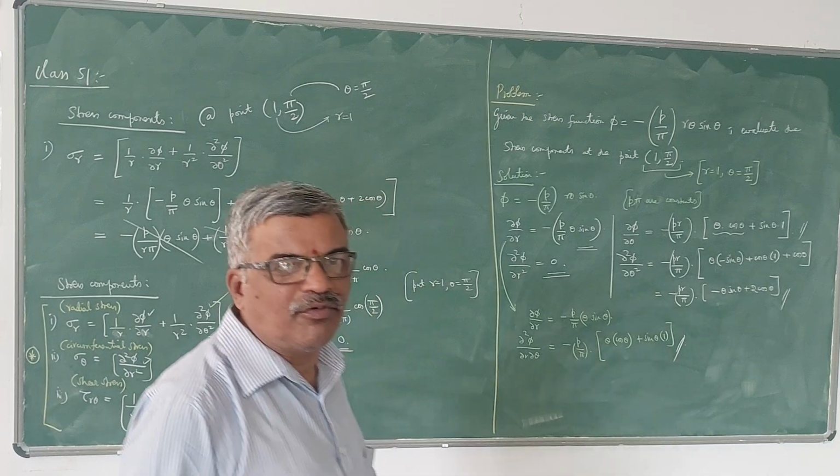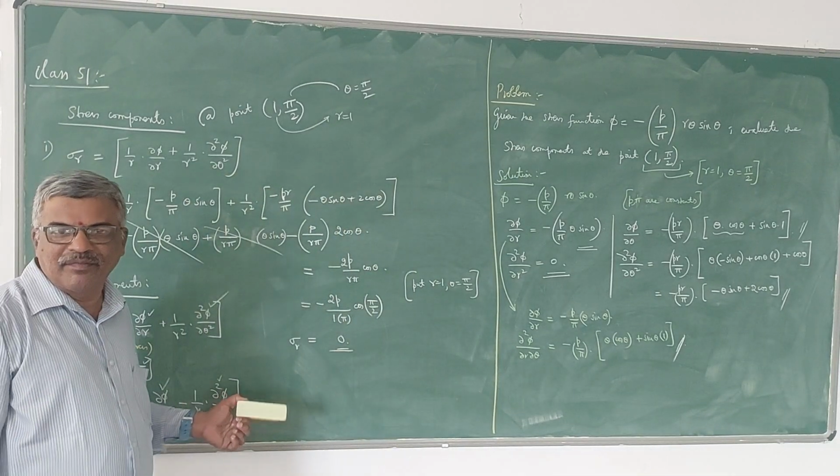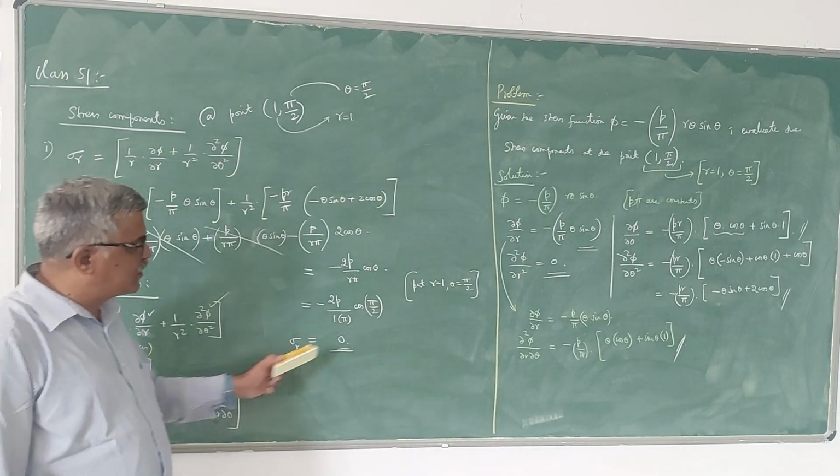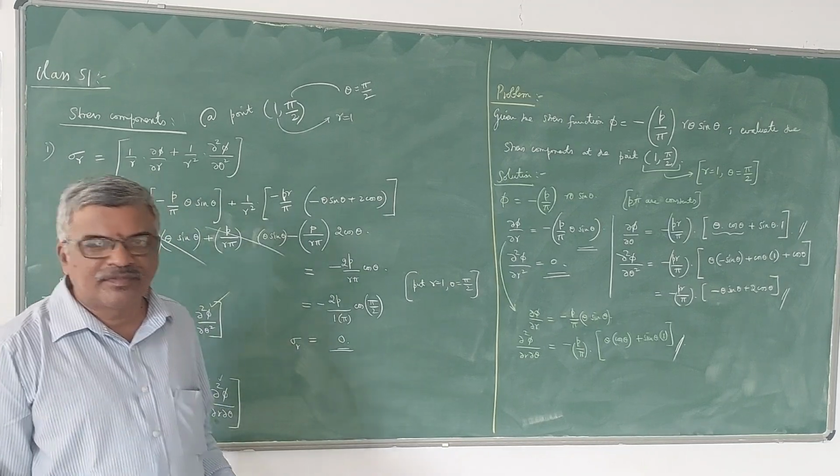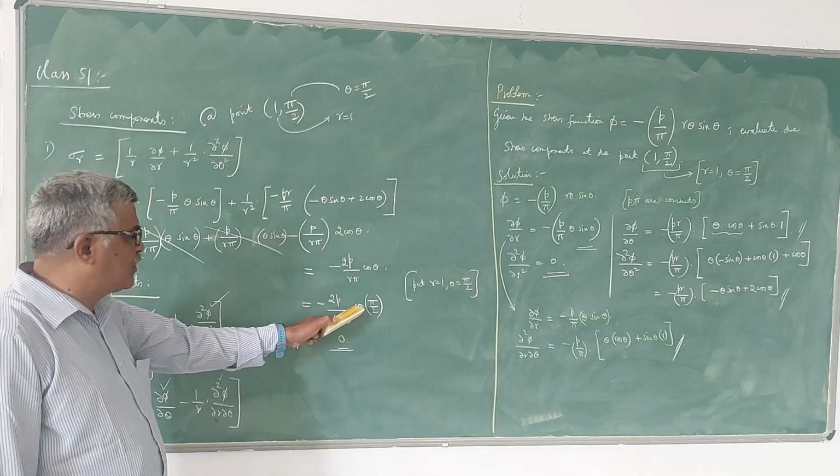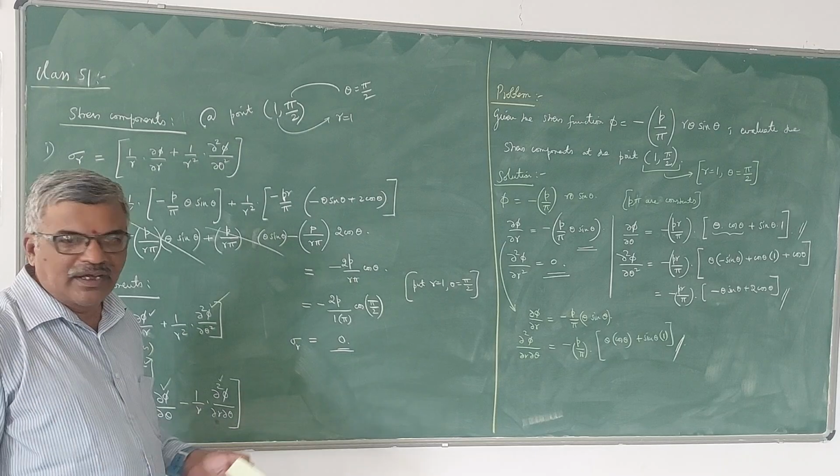Suppose if theta is pi by 4, how is it 0? If theta is pi by 4, then cos pi by 4. Here cos pi by 2 is 0, therefore this becomes 0. So there is no radial stress.